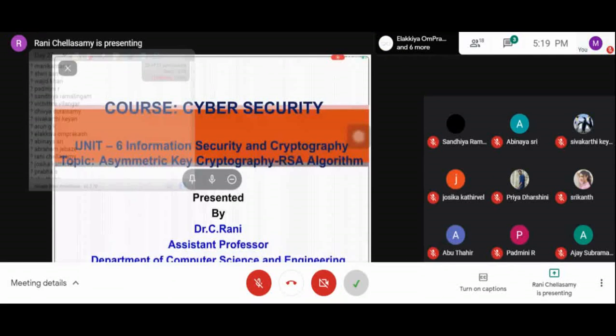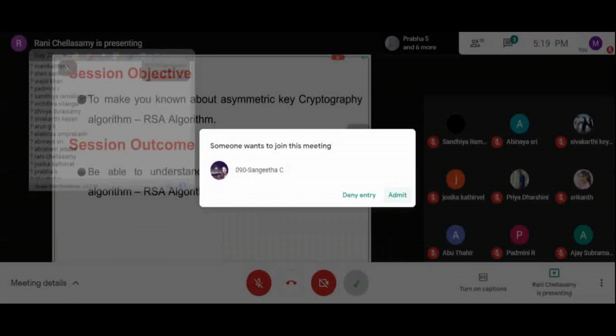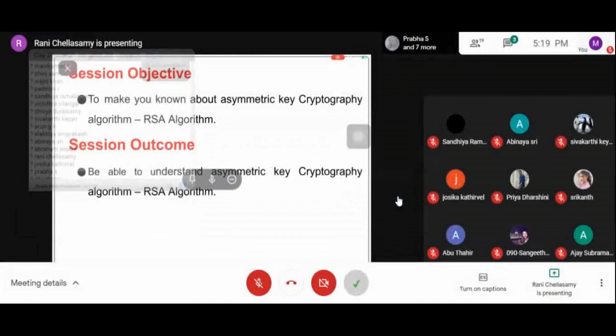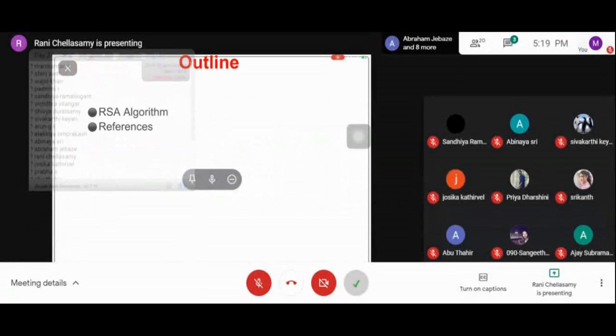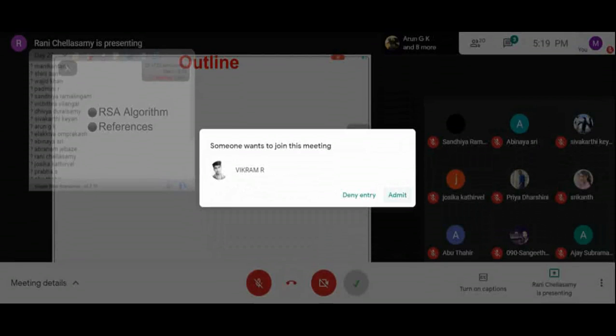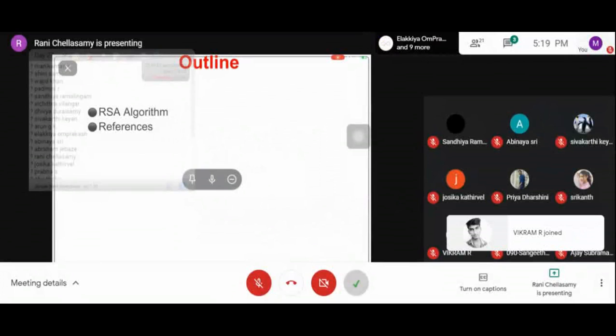The objective of the session is to make you know about the asymmetric key cryptography algorithm, that is the RSA algorithm. The outcome is that the students may be able to understand it. The outline of today's session: we are going to discuss the RSA algorithm, its applications, advantages, disadvantages, and how the RSA algorithm works with an example.